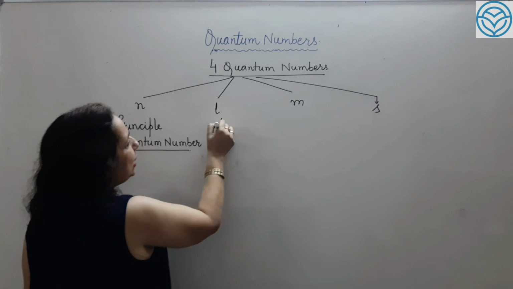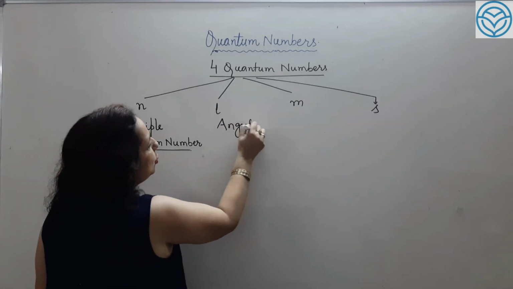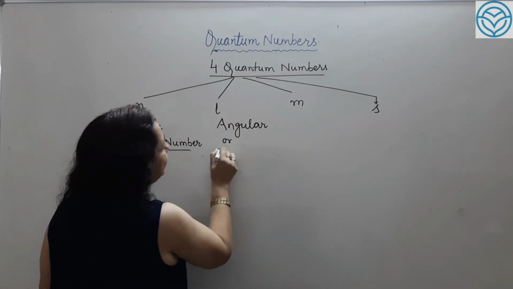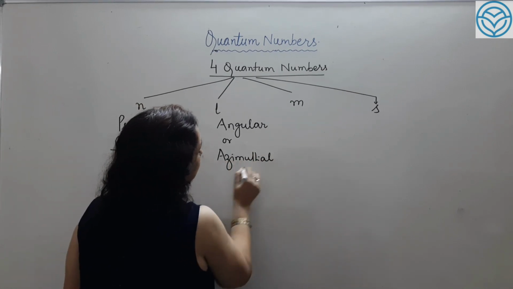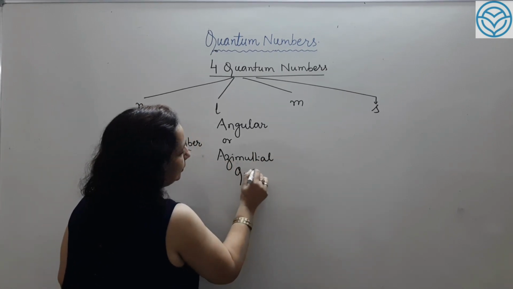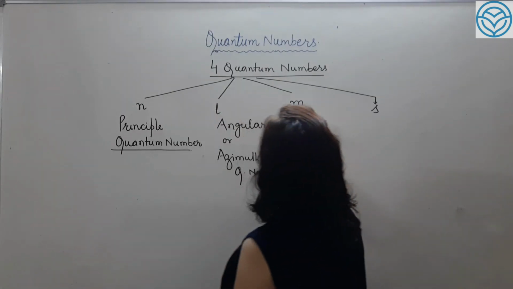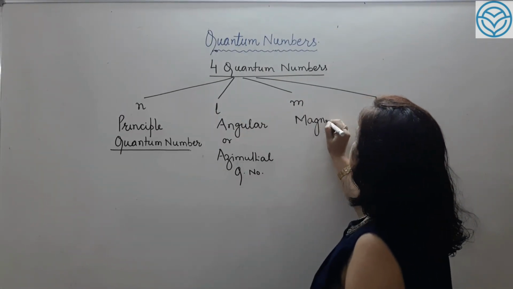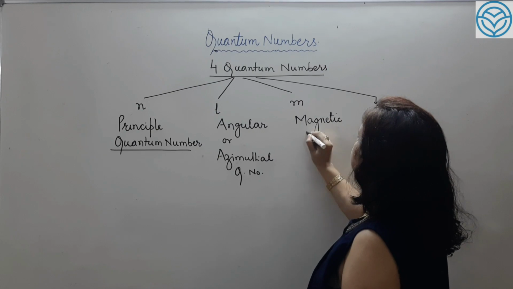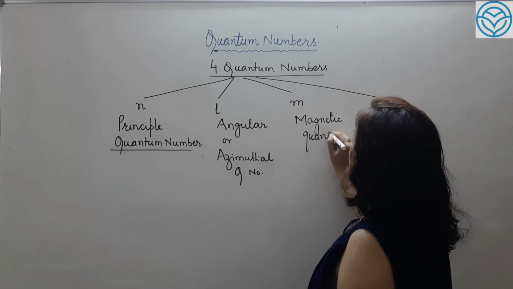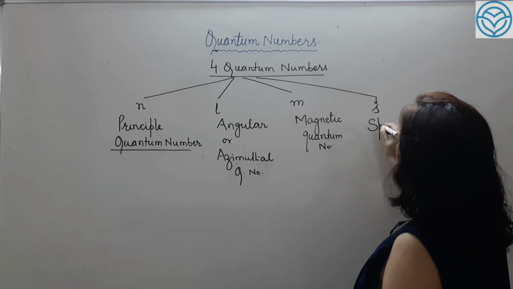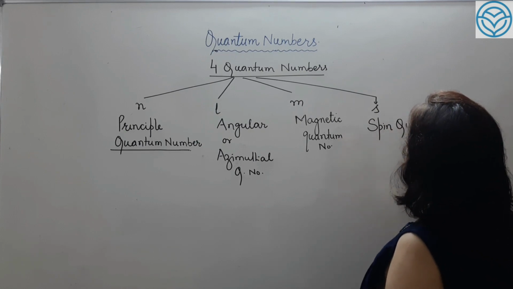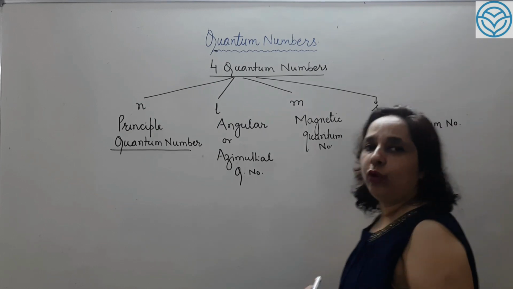L is the angular quantum number, angular or azimuthal quantum number. M is called the magnetic quantum number, and S is the spin quantum number. So these are the 4 quantum numbers.